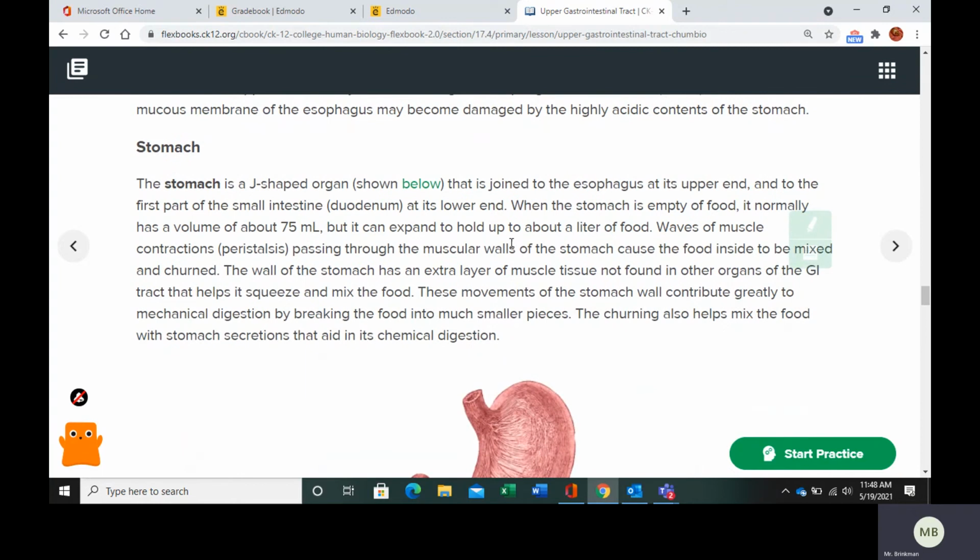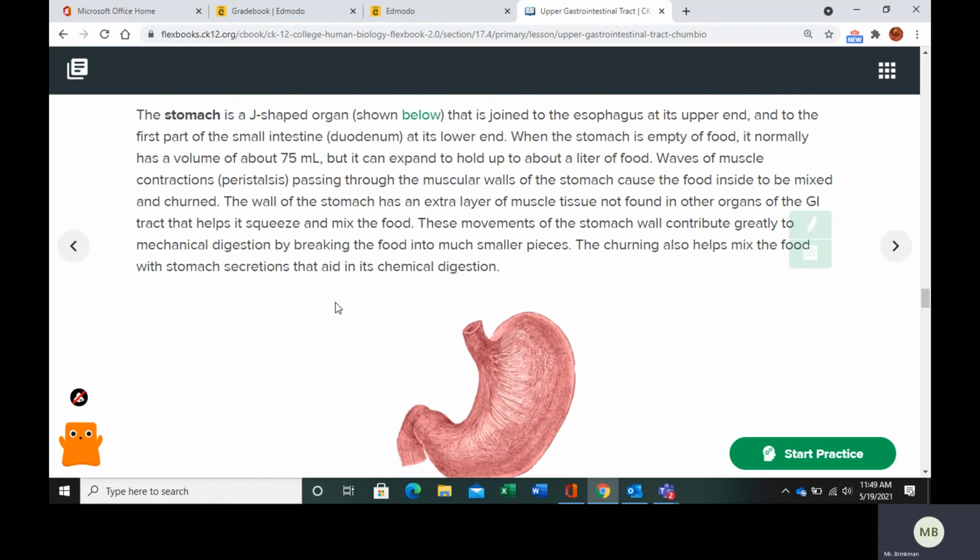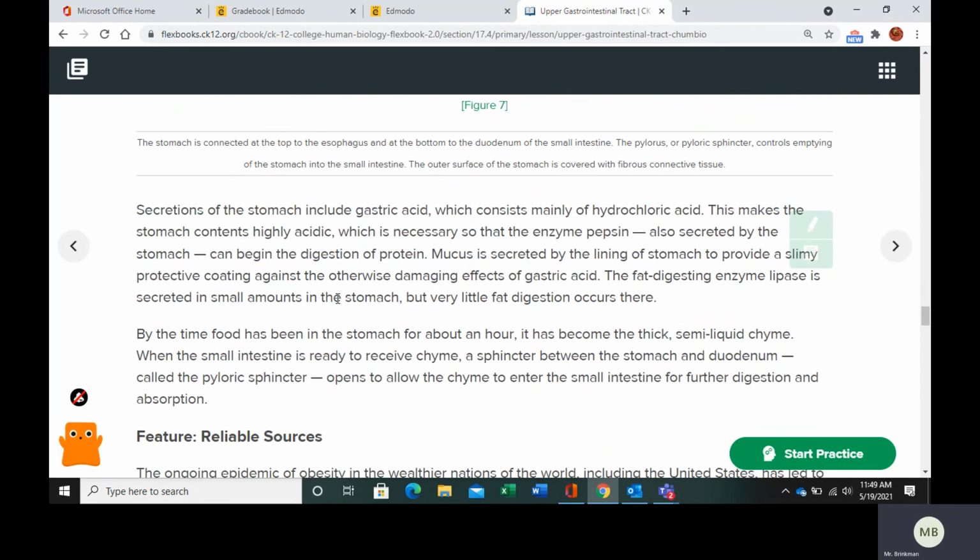The stomach can hold about 1 liter of food. What it does is mix and churn your food. Mixing and churning is mechanical digestion, but with enzymes and stomach acids it also starts some chemical digestion.